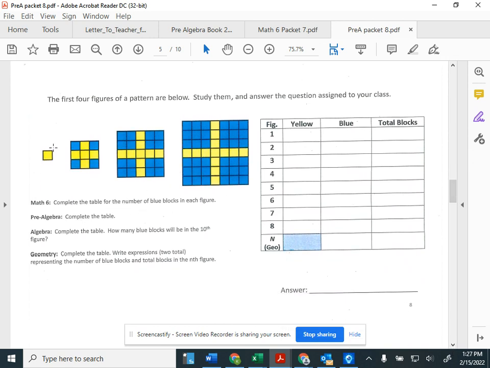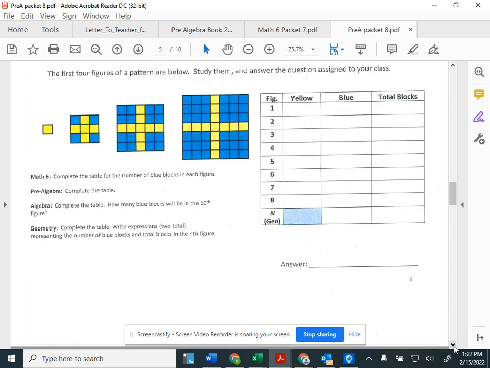Complete the table. So figure out the pattern, counting up all of the squares, the blocks. Fill in your whole table. So find your patterns. We know how to find the patterns.